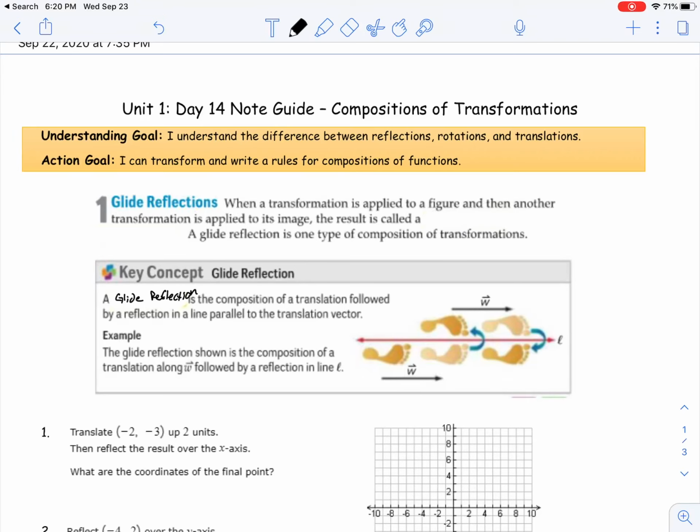For this video, we are going to focus on our three main transformations that we've talked about so far, but now we're going to do them in succession. We're going to do a composition of them, meaning we're going to do more than one at a time.